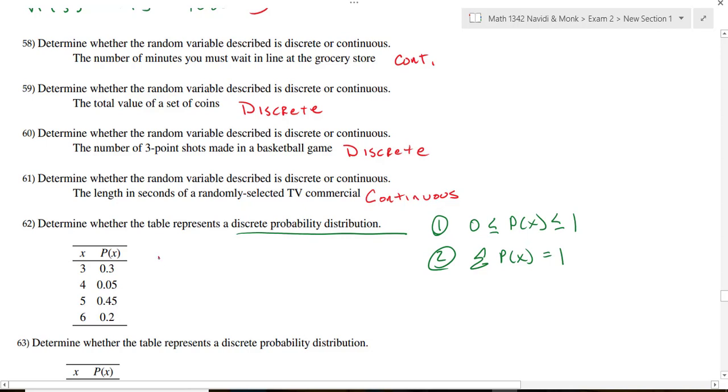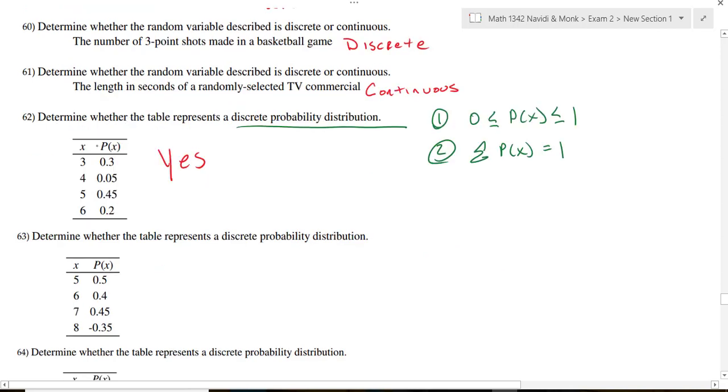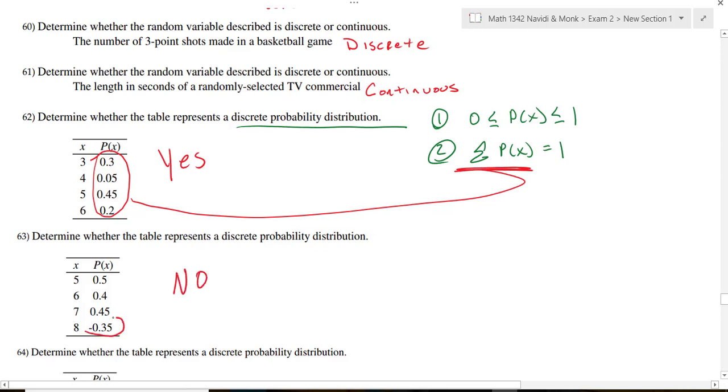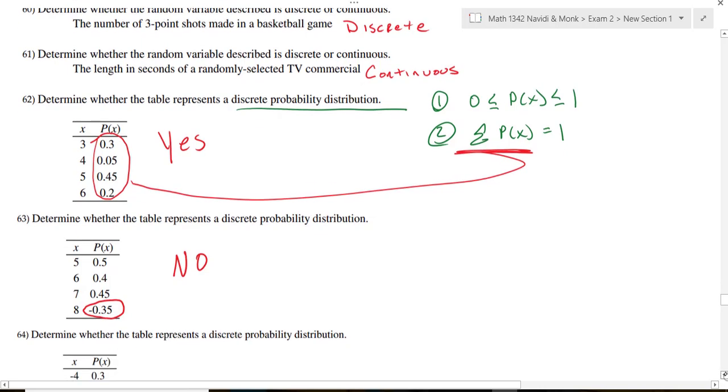Yes, it does. Add up these numbers. They add up to 1. All I need to do is just add these numbers up, and these numbers add up to 1. That's what this means right here. That capital sigma means add those numbers up and you get 1. On 63, I can tell right away 63 is a no because I have a negative probability. So 63 is not a discrete probability distribution.